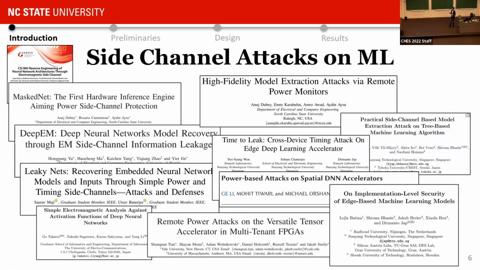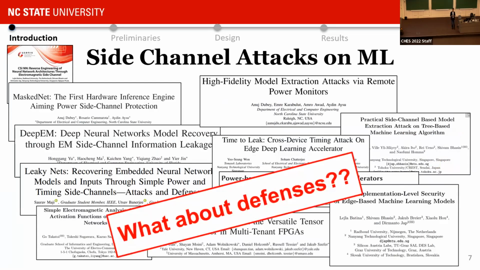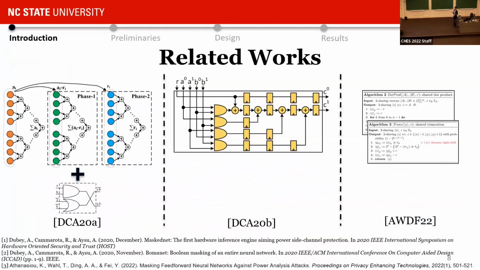So given all this, we asked the question, what about the defenses? And there has been very limited research on defenses compared to all these attacks. As far as I can see, when we were submitting the work, there were just 3 research works that tried to implement some form of defense to prevent such model extraction attacks. One of the defenses tried to implement a combination of masking and hiding countermeasures. The second tried to implement a fully Boolean masking scheme for a neural network. And the third work, which was very recently published after our submission, tries to do the same thing on a software level.